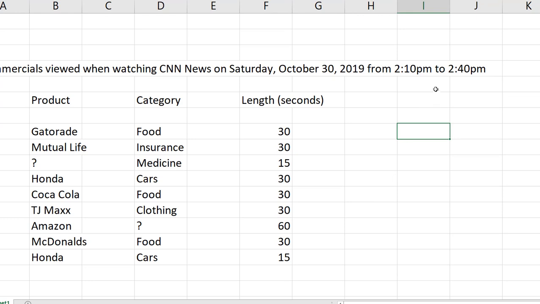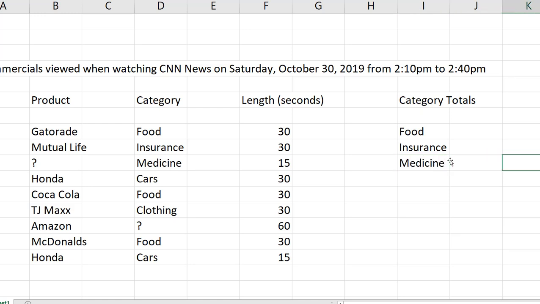So what do we do over here? Then you have the category totals. What is that going to be? We have food. How many foods do we have? We have 30 seconds on food and 30 seconds on food and 30 seconds on food. So food has a total of 90 seconds, okay? And then what else do we have? We have insurance. There's only one insurance, and that is 30 seconds. And then we have only one medicine.